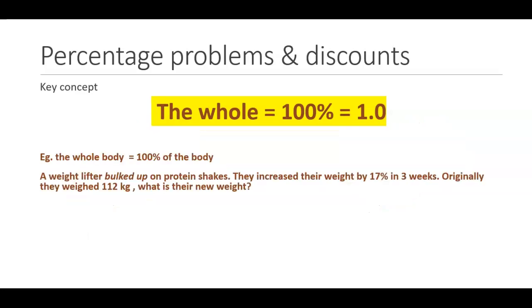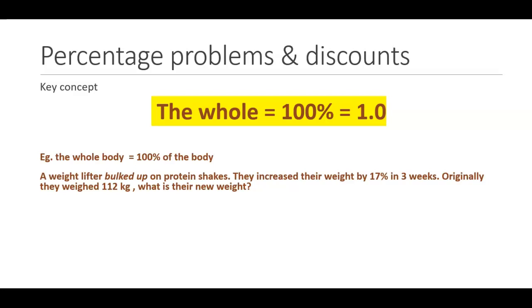So here's another one. So let's try that again. Same concept, the same whole numbers. So this time I've just put a different blah blah in there. And this time it's a weightlifter. So the weightlifter's bulked up. They've increased their weight by 17% in 3 weeks. Originally they weighed 112 kilograms. What's the new weight? What's your thinking here?